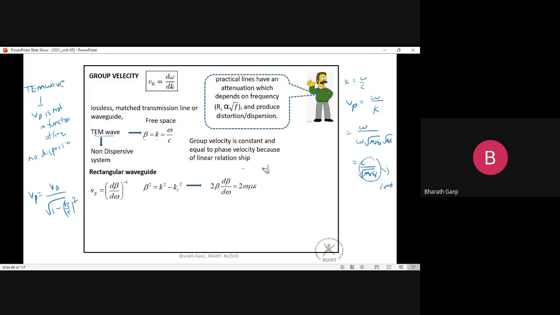If this is the value, I can see here d beta by d omega simply becomes, after the 2 cancels, omega mu epsilon divided by beta. But what I want is group velocity, which is (d beta by d omega) whole inverse. So I get group velocity is nothing but beta by omega mu epsilon. Let me put the value of beta, the square root of k square minus kc square. If I put these in, you can take k common and you get 1 by square root of mu epsilon, and the same equation can be written as 1 by square root of mu epsilon times square root of 1 minus (fc by f) whole square.